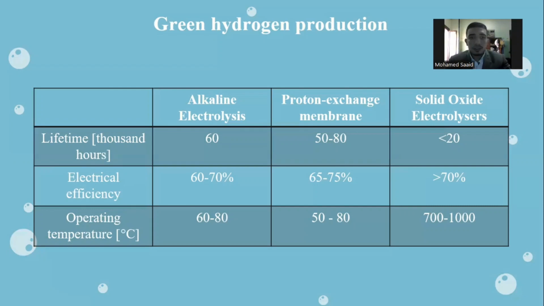The operating temperature of an alkaline electrolyzer is between 60 and 80 Celsius. Proton exchange is between 50 and 80 Celsius. For solid oxide electrolyzer, it is between 700 and 1000 Celsius. It's very high and it's very dangerous.